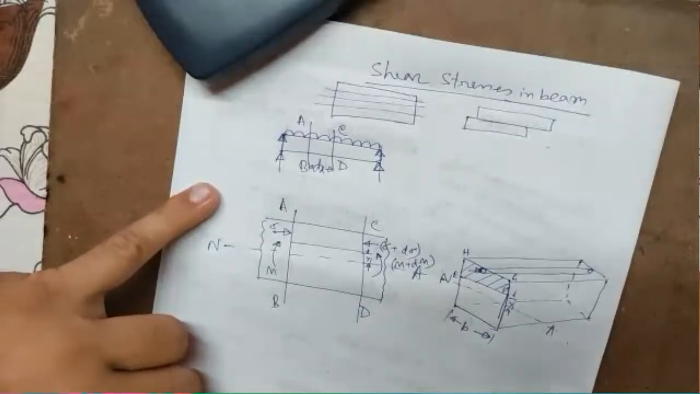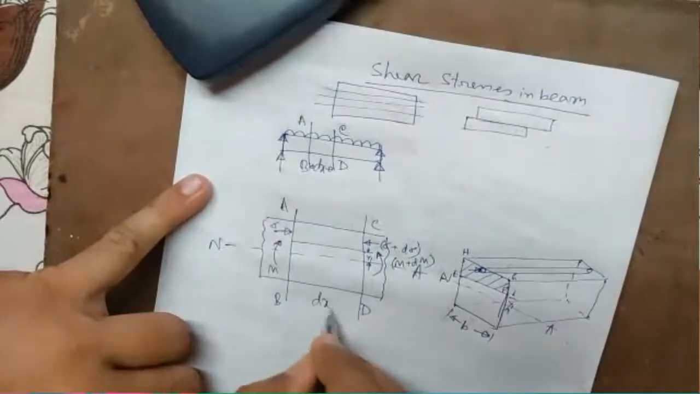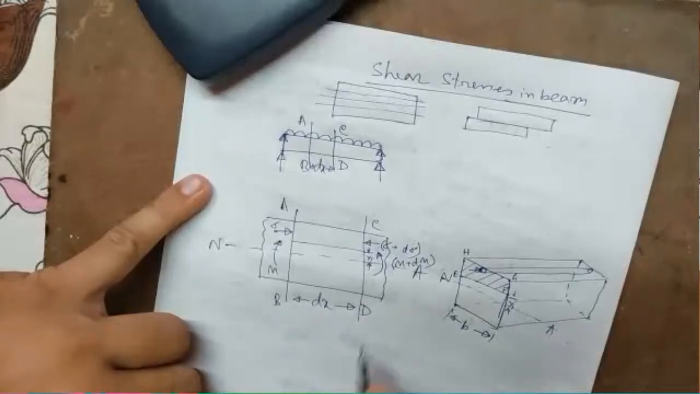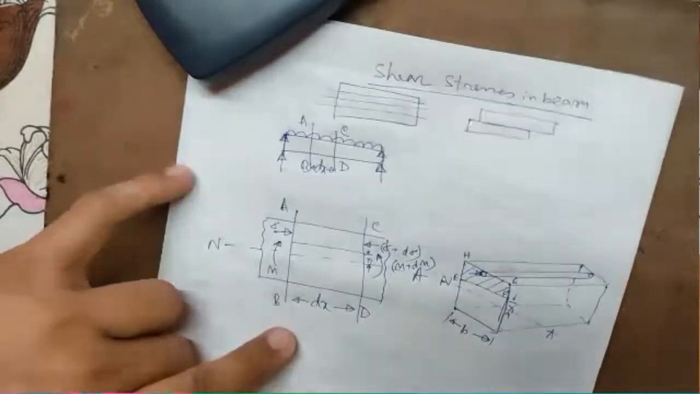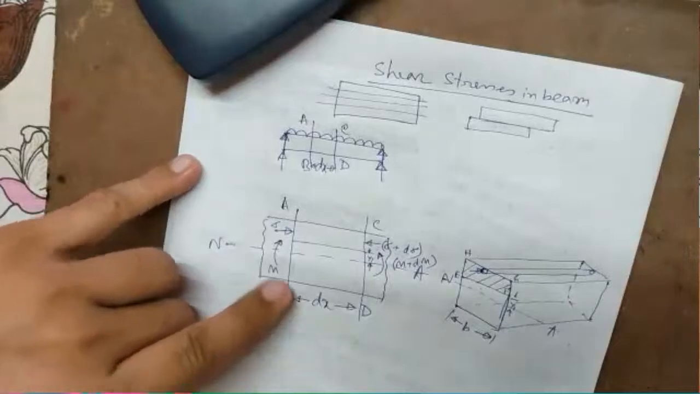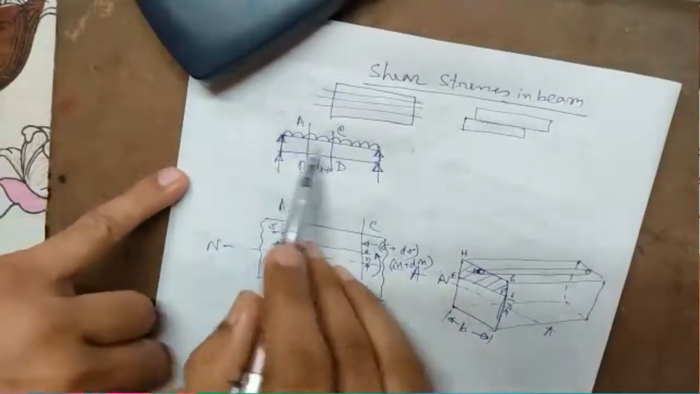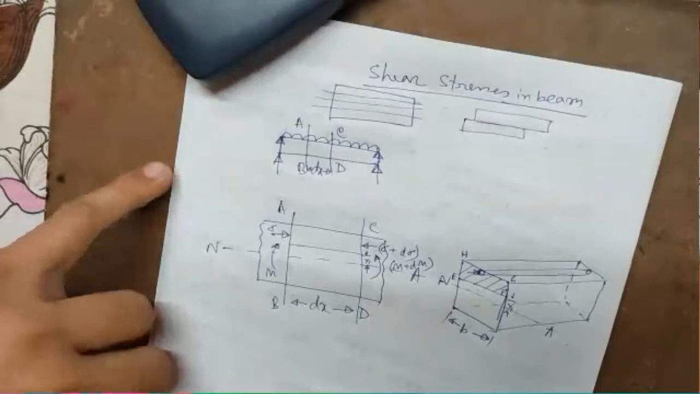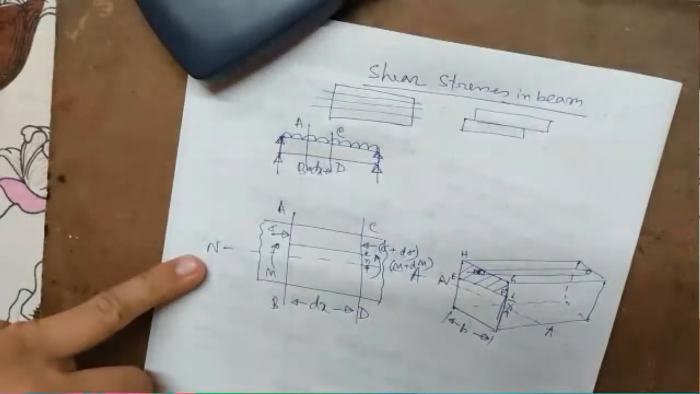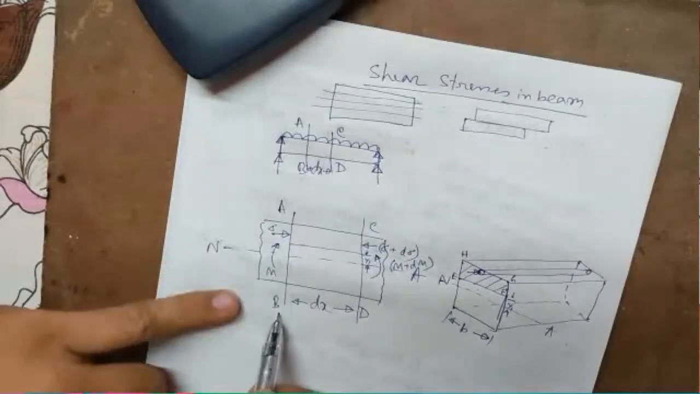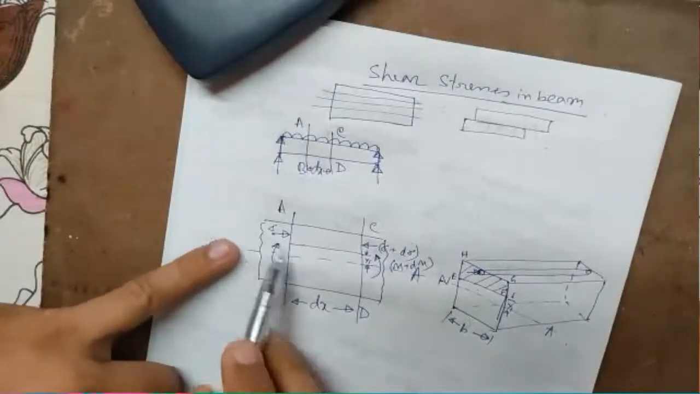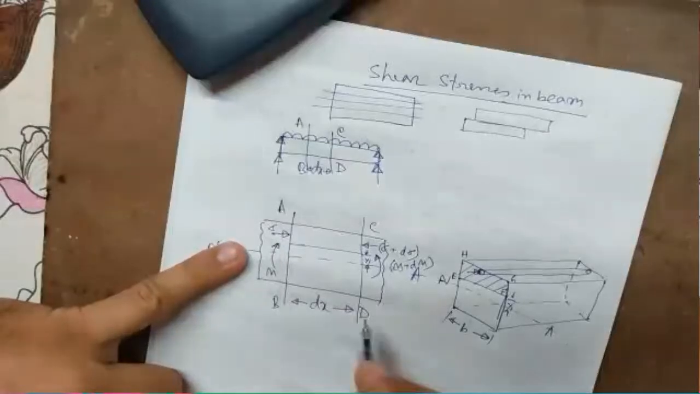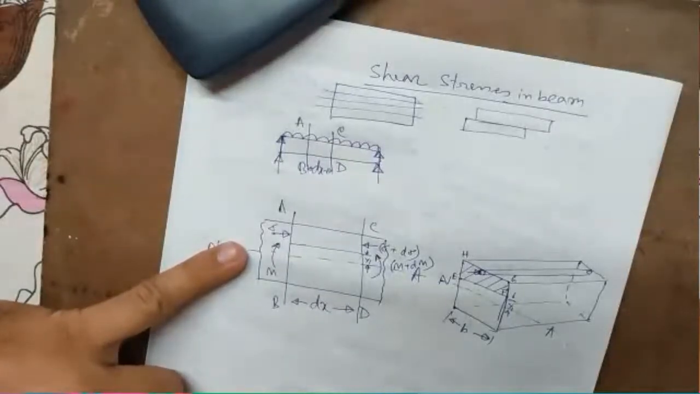Now let us have these two planes AB and CD, two cross sections at a distance of dx, and of course, as we said, this is the simply supported beam but carrying uniformly distributed load. Shear force and bending moment will vary section to section. So at AB, if bending moment is M and stress is sigma, in CD the stress will be sigma plus d sigma and bending moment M plus dM.